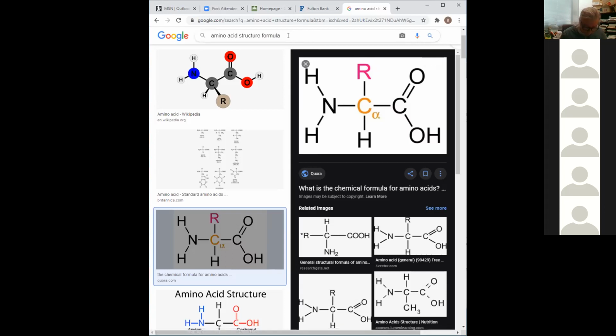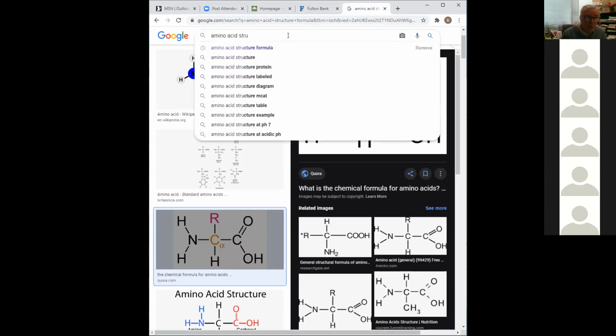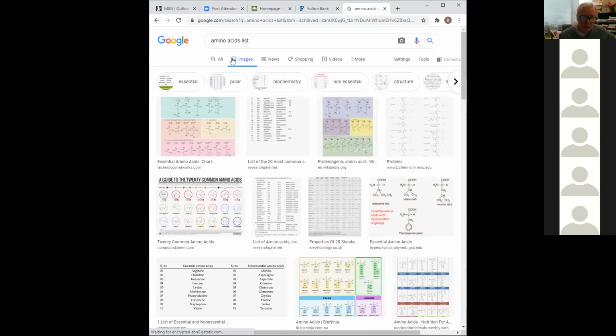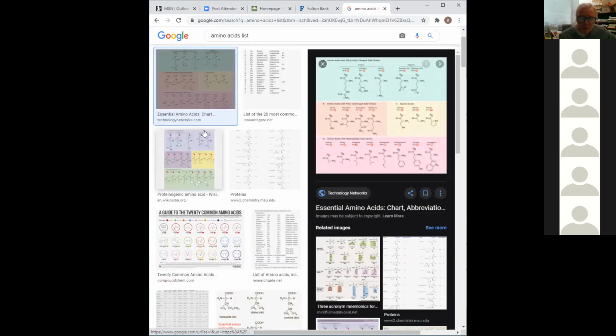So let's look at amino acids, the amino acid list. This usually comes out pretty small, but anyway, there are the 20 amino acids. They all have names that usually end in -ine, like lysine, glycine, some end in acid, aspartic acid, proline.